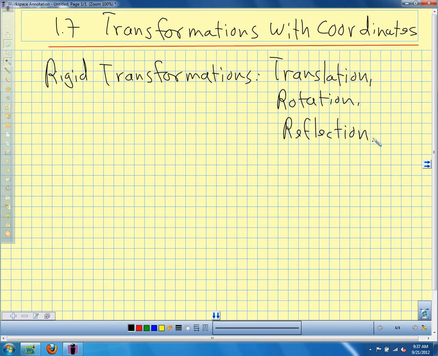So we use rigid transformations to come up with a stronger definition of what we mean when things are congruent. If we can move an object through a series of rigid transformations and it's exactly the same as the other objects, that's how we decide that they're congruent.